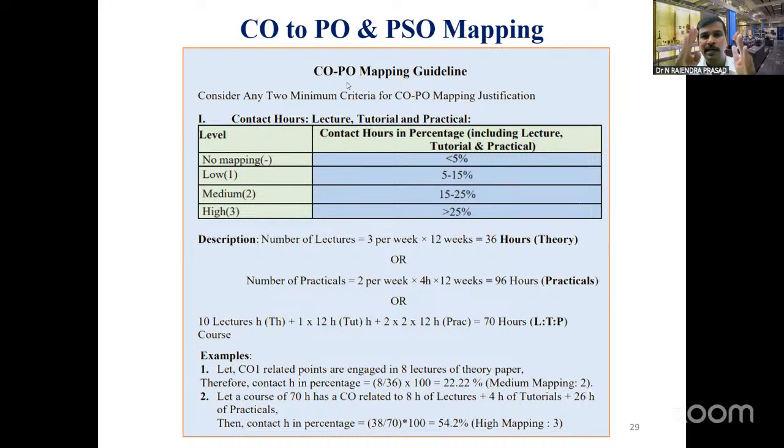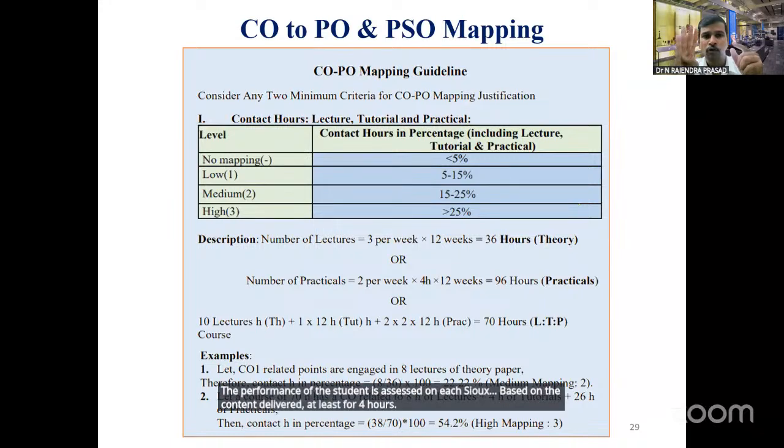A particular course has 4 COs. Each CO is assessed. The performance of the student is assessed on each CO based on the content delivered for at least 4 hours. Likewise, CO2 for 4 hours, CO3 4 hours, CO4 4 hours. Total 16 hours.